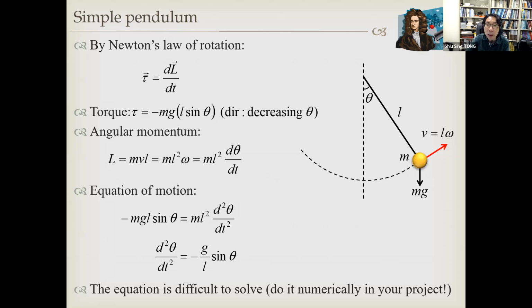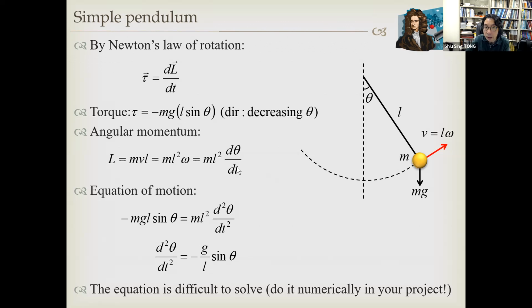Okay. Now, how about the angular momentum? The angular momentum is simple because now the velocity is perpendicular to the radius. So the angular momentum is just mvL. Linear momentum multiplied by the length. And in terms of the angular variable, v is L omega. So I have mL squared omega.